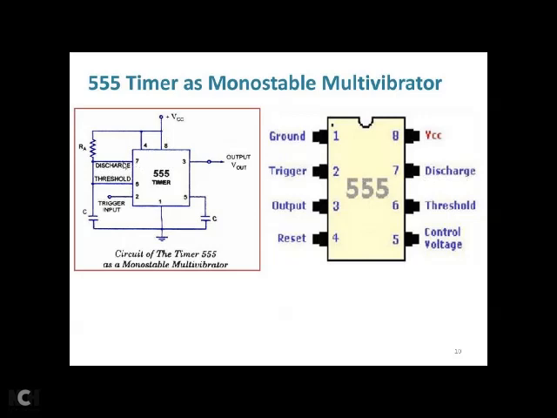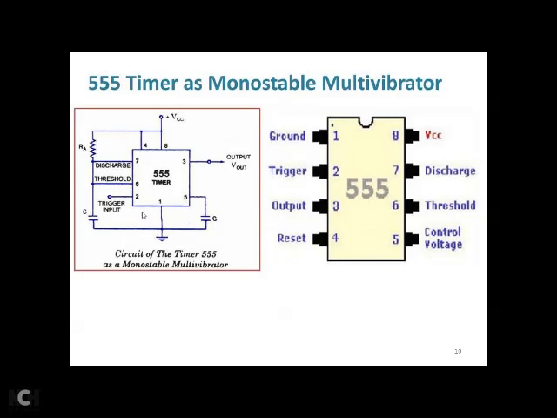You can see capacitor C is connected between pin number 6 and 1. 1 is ground, 6 is threshold, right? So if you make connections of this type, this becomes a monostable multivibrator. Basically, it is called monostable because it has a single stable state. By default it is in the low state, so a single state.